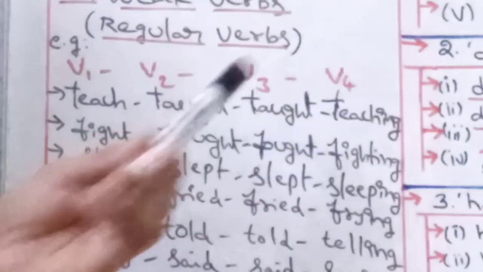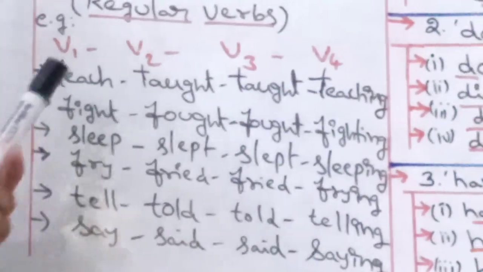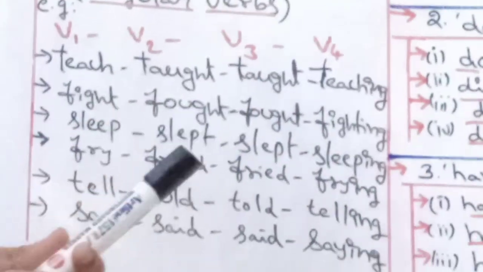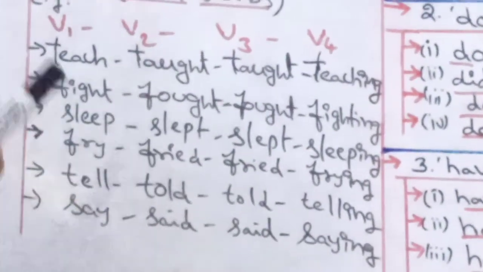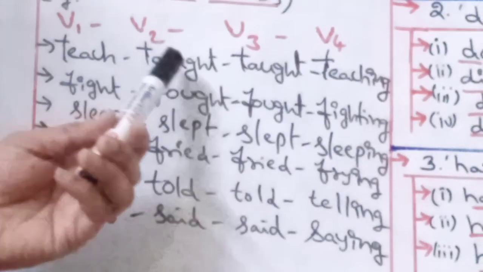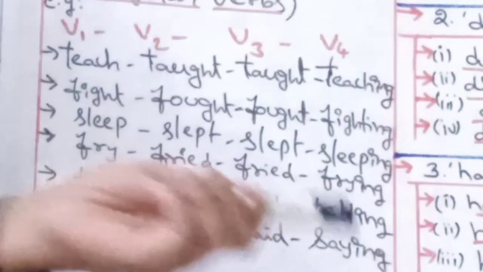V1, V2, V3, V4 forms. V1, present tense form. V2, past tense form. V3, past participle form. V4, present participle form. And the examples are like this. Teach, taught, taught. V4 is teaching.